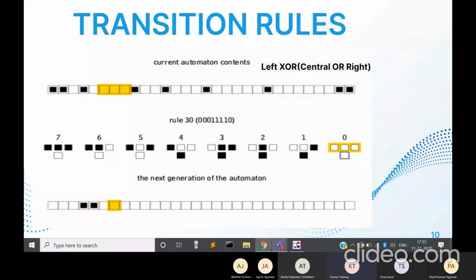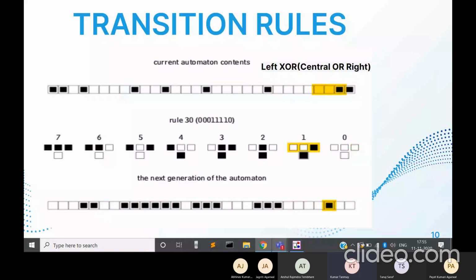Rule 30 is an elementary one-dimensional cellular automaton where each cell has two possible states, 0 shown in white and 1 shown in black. The neighborhood of a cell is its two immediate neighbors, one on its left and the other on its right. The next state of the cell depends on its current state and the state of its neighbors. The transition rules are as illustrated in this figure.